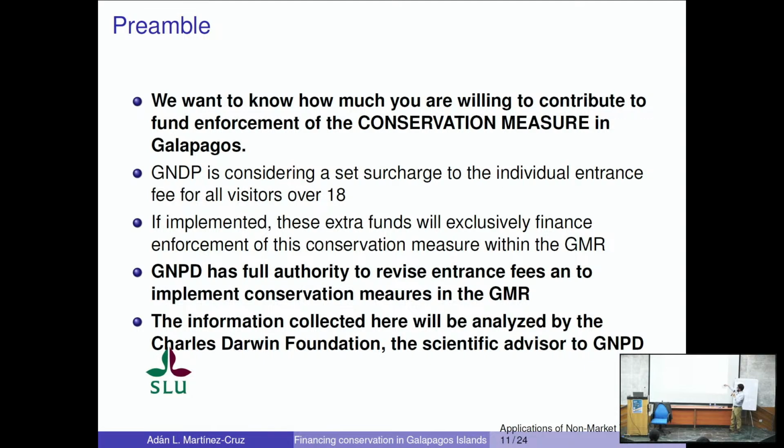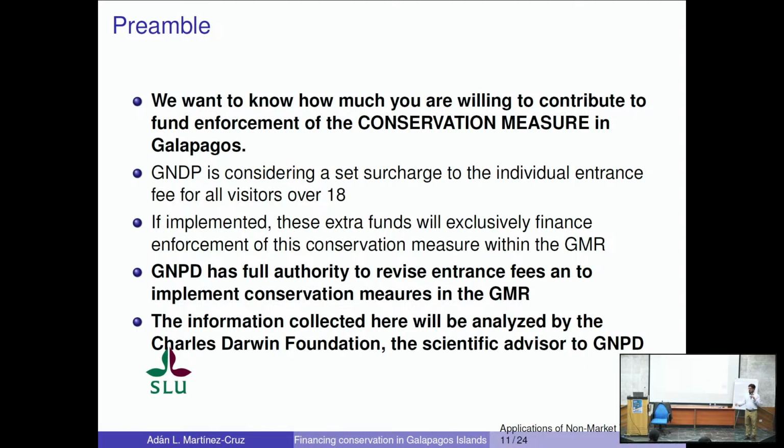And the last 2 parts are the parts that we claim involve policy consequentiality. The GNPD, which is the agency administering the Galapagos, has full authority to revise the entrance fee, which is what we are asking you for here. And also, they have the full authority to implement the conservation measures that I am describing here, right? And it happens to be that the information collected here will be analyzed by us in the Charles Darwin Foundation, who is the scientific advisor of the GNPD.